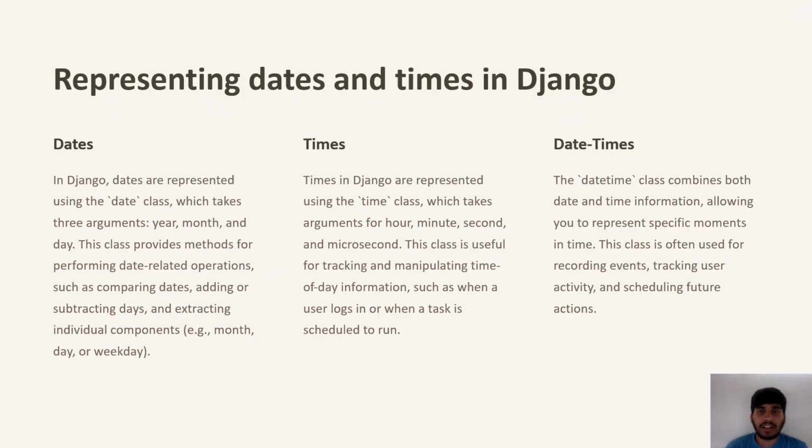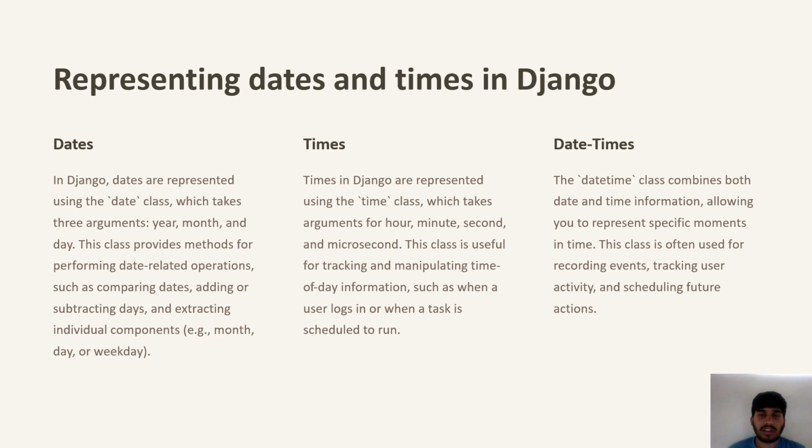Representing dates and times in Django. Dates. In Django, dates are represented using the date class, which takes three arguments: year, month, day. This class provides methods for performing date-related operations such as comparing dates, adding and subtracting, and extracting individual components.